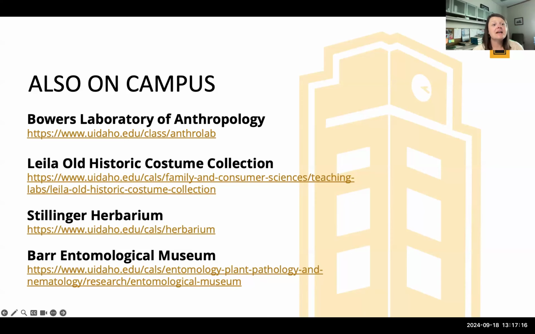The Stillinger Herbarium and the Barr Entomological Museum both have teaching collections of vegetation and bugs, respectively. So all really great teaching tools on campus. There's even more opportunities to utilize collections that are on campus as primary sources. These are just some of the best organized ones on campus.